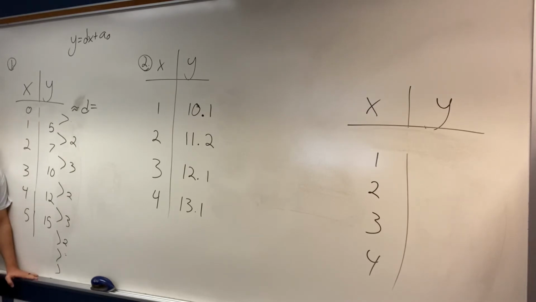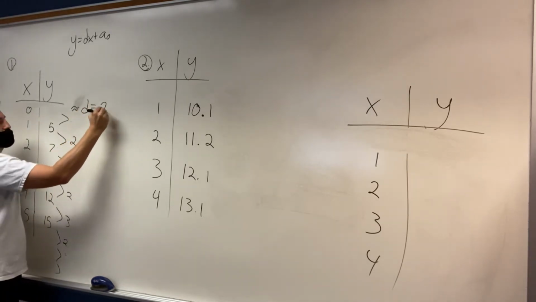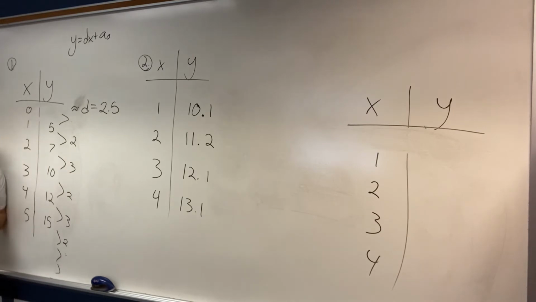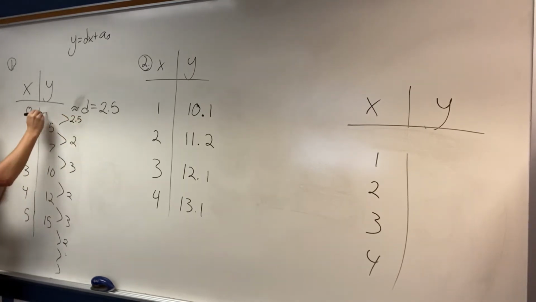2.5. Ooh, it's in the middle, right? If I'm 50-50, 2, 3, 2, 3, 2, 3, that'd be the exact same as going 2.5, 2.5, 2.5, 2.5. So yes, I would say the average difference is 2.5. Okay, very nice. So then if I go back 2.5, I'm at 2.5.